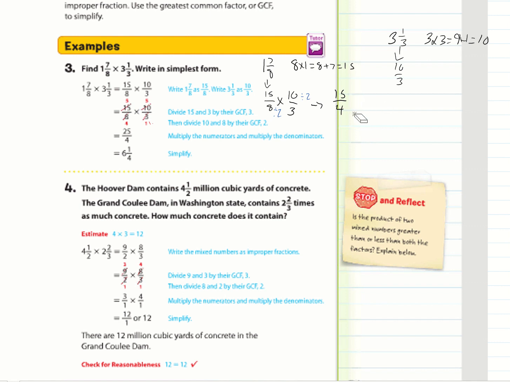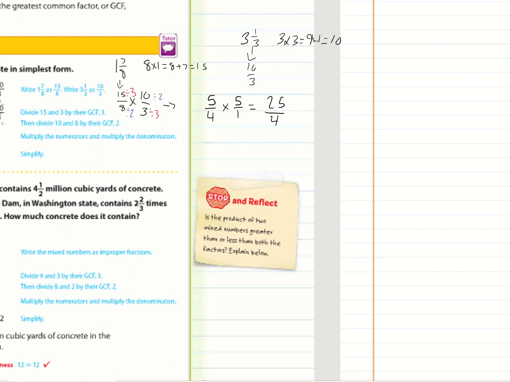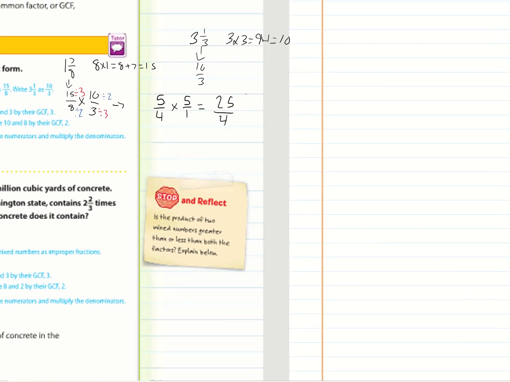Ooh, actually, we also have compatible numbers here. Divide that by 3, and you can divide that by 3. So the 15 divided by 3 equals 5. 8 divided by 2 equals 4. 10 divided by 2 equals 5. And 3 divided by 3 equals 1. So now I have easy numbers to work with, so it's going to be 25 over 4. And if I put that back into a mixed number, that's going to be 6 1/4.